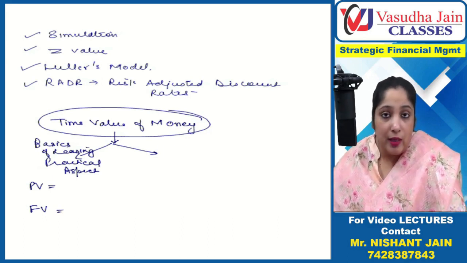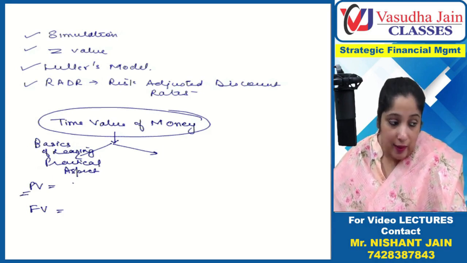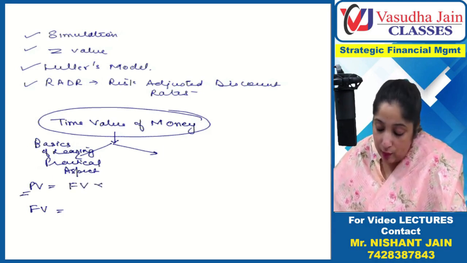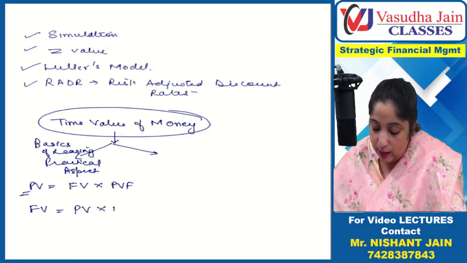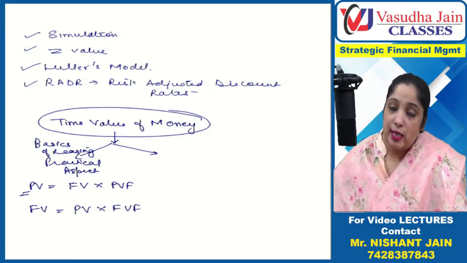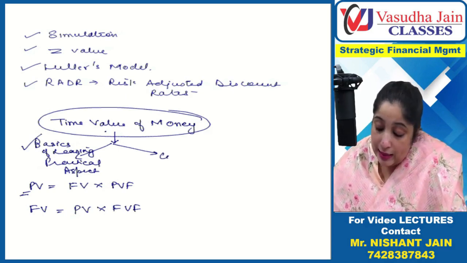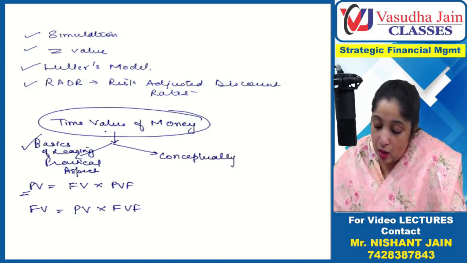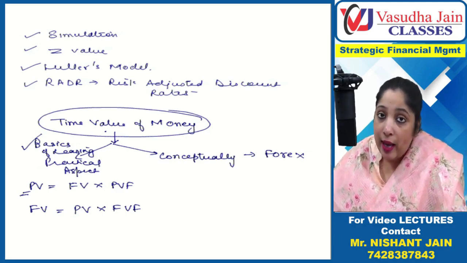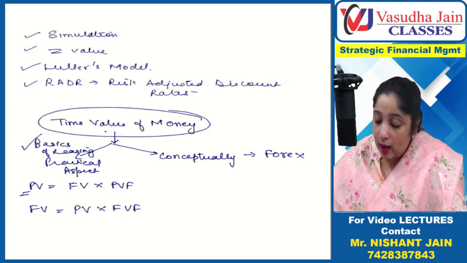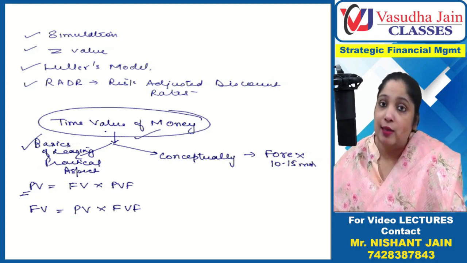You know how to compute present value and the future value of cash flows. If you want to compute present value, you will be given future value of cash flows, and you have to multiply with the present value factor. If you want to compute future value, present value will be given, and you have to multiply with the future value factor. With all explanation, we have made you understand this. Now we have to understand this time value of money concept conceptually. I have explained it in the Forex chapter, but maybe some students might not have studied Forex. So I am going to take 10 to 15 minutes again to explain this time value of money concept conceptually in this chapter.